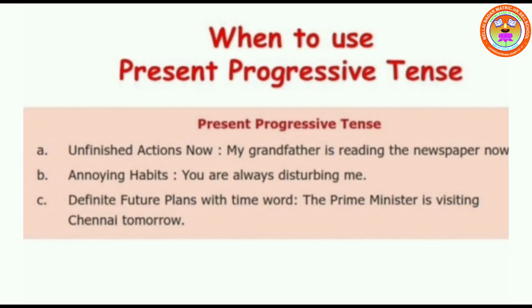For example, the Prime Minister is visiting Chennai tomorrow. The present continuous tense is also used to talk about near future plans. The Prime Minister is visiting Chennai tomorrow. Here, can you identify the verb? Yes, is visiting. Tomorrow is the near future. Here, Prime Minister is the subject, in singular form. We have to use the singular verb is. Then we have to add ing to the verb visit.